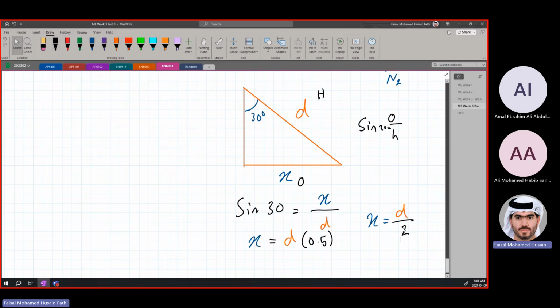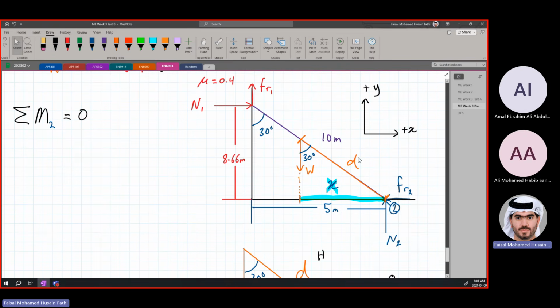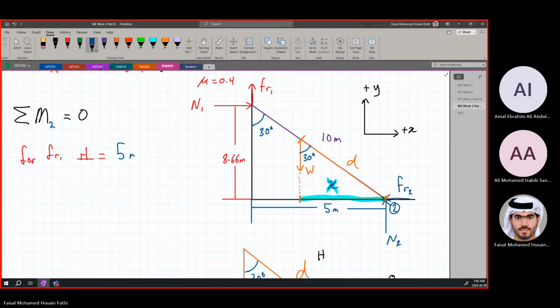Okay? So now we figured out a relation between x and d. Now we have this perpendicular distance. What other forces do we have? We have FR1. We have its perpendicular distance, which is 5 meters, because this is from point 2. And we have N1, which is 8.66 meters. So we have the perpendicular distance for each one. So for FR1, the perpendicular distance is equal to 5 meters. And then this 5 meters is here. For N1, the perpendicular distance is equal to 8.66 meters.